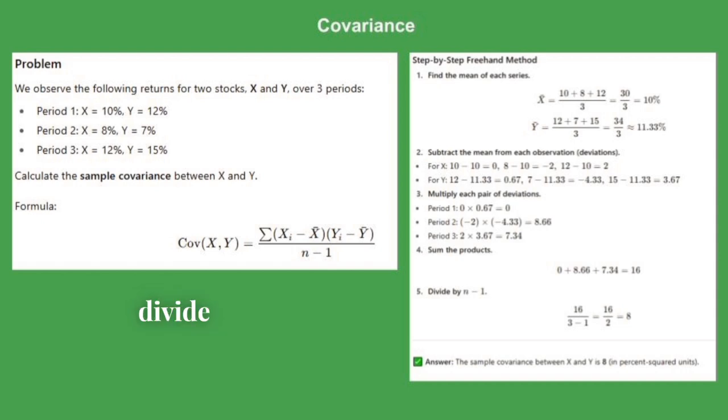Step 5, divide by n minus 1. We have 3 observations, so n minus 1 equals 2. 16 divided by 2 equals 8. So the sample covariance between X and Y is 8.